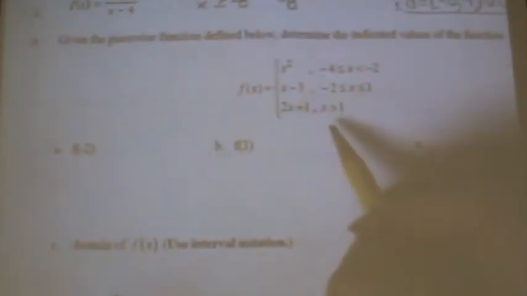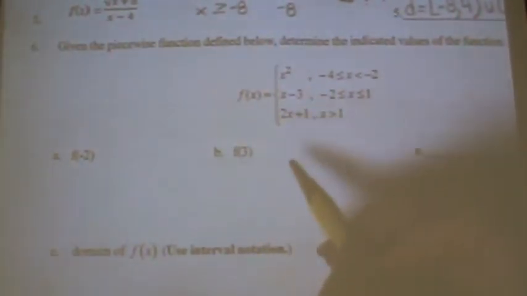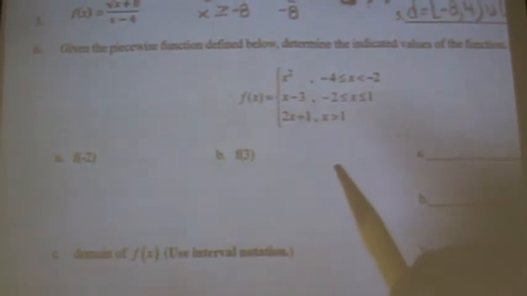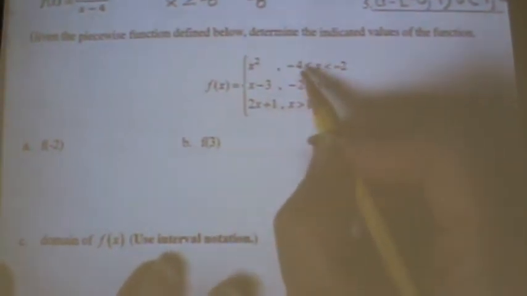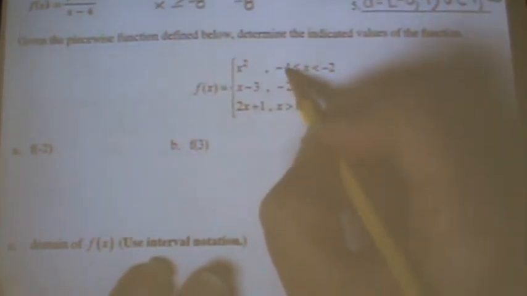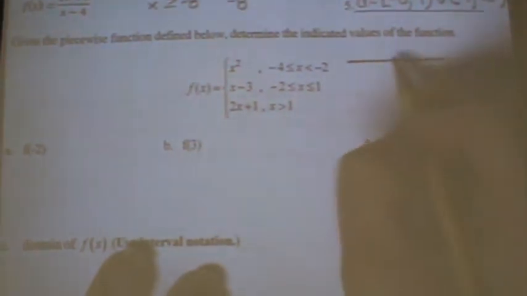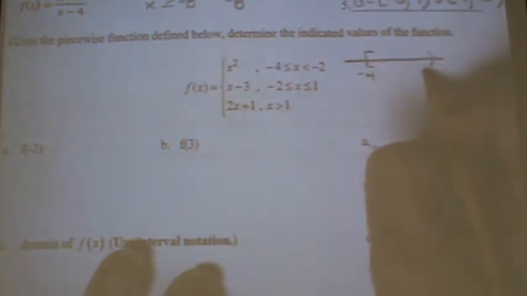So this is called a piecewise function. This one happens to be 3 pieces. Sometimes it's in 2 pieces. This is saying only use the top one, only use x squared when x is between -4 and including -4, but not including -2. So the first one is between -4 and -2.